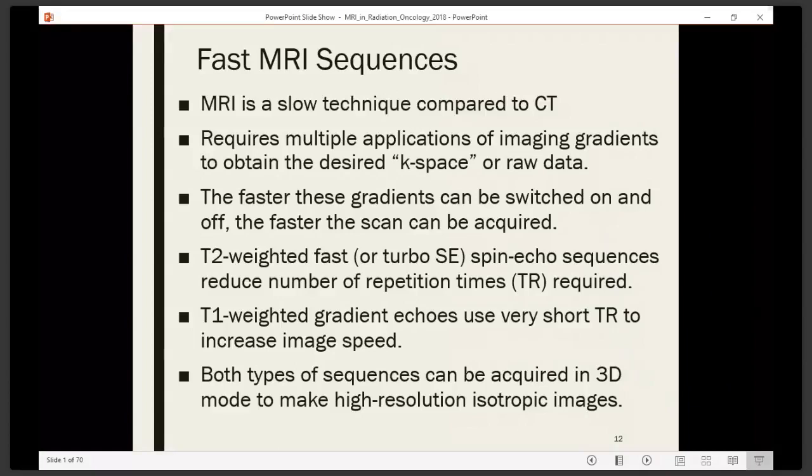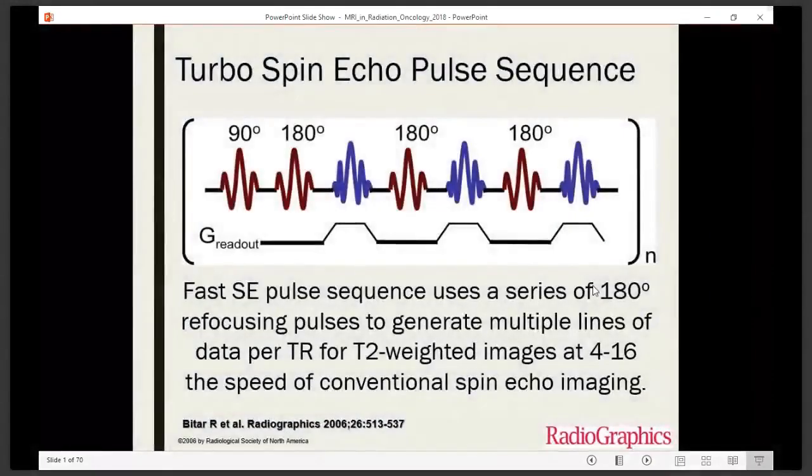That is where you're acquiring data from a whole volume instead of a single slice. And that is what's generally preferred in radiation therapy to produce what we call high-resolution isotropic images. Isotropic means the voxel is the same size in all three directions, or close to the same size.